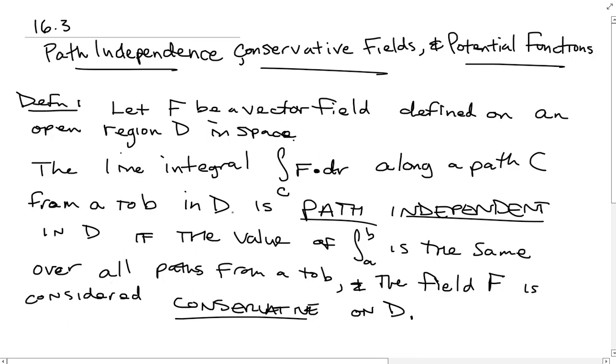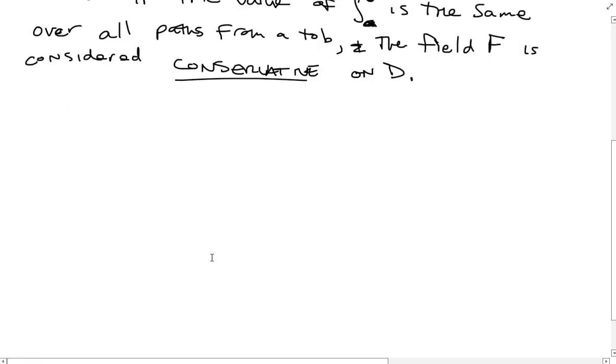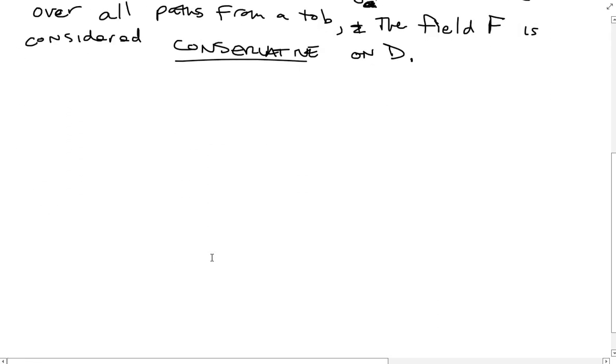So pretty much what this is saying is that we have path independence if when we integrate over our curve from point A to point B, it really doesn't matter what path we take as long as we start at point A and we stop at point B. We're going to get the same value for our integration every time, and that's considered path independence. And when this is the case, then the field F is considered conservative. Okay, so let me just briefly mention some examples, and then we'll keep going.